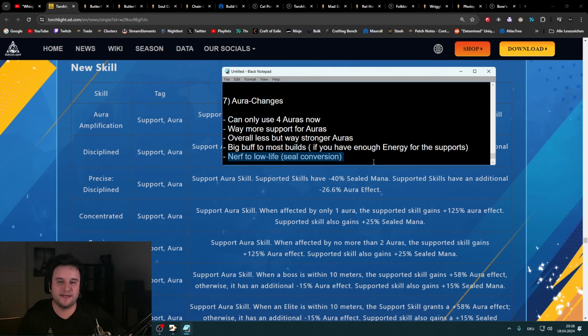It used to be that you could basically put a ton of auras on your life. You could just put on four auras and then seal conversion support and all of those go on life. Well, now you would have to go aura, seal conversion, aura, seal conversion. So it's going to be very obnoxious and very awkward, and I'm not really sure how low life builds are going to cope with this.